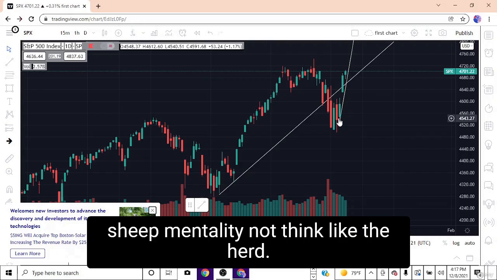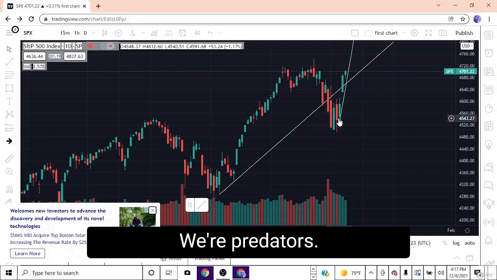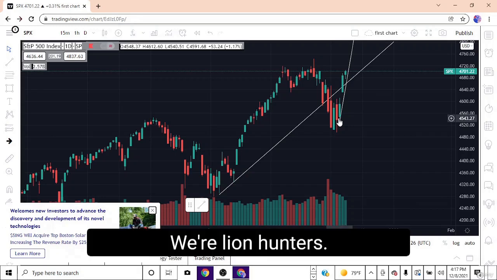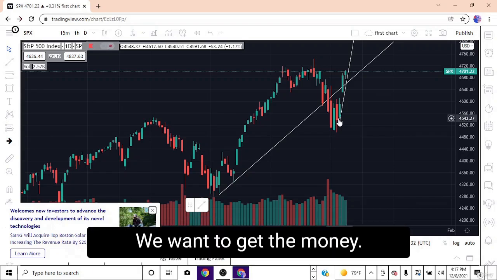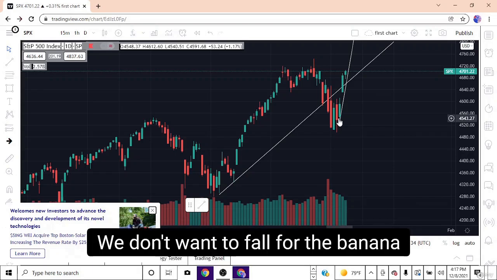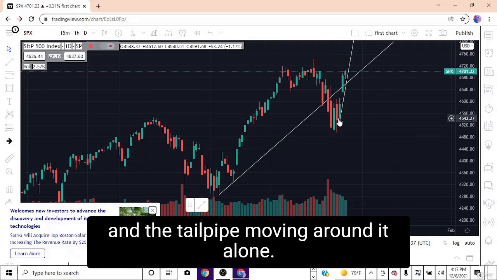So it's very important to not have that sheep mentality, not think like the herd. We're predators, we're lion hunters. We're going to think like the banks. We're going to be moving extremely well like the banks. We want to get the money. We don't want to fall for the banana in the tailpipe. Okay, moving right along.